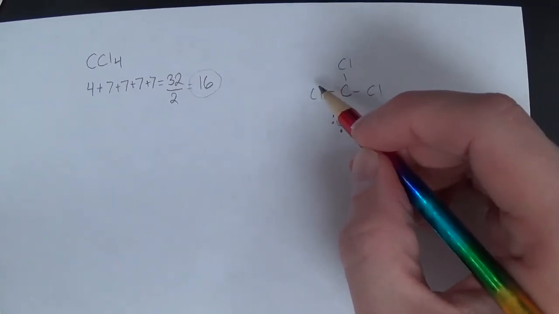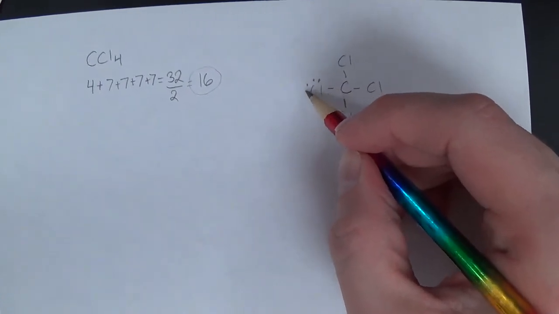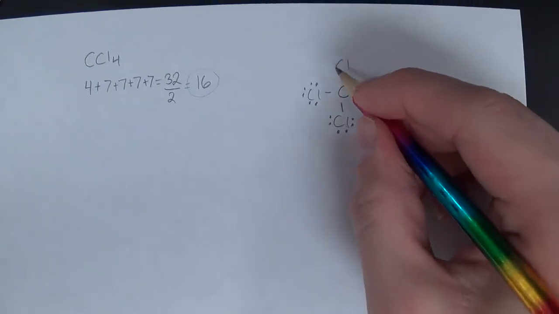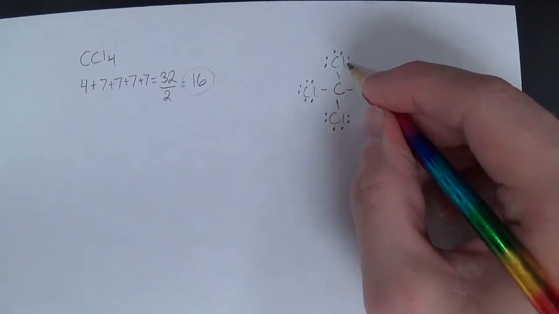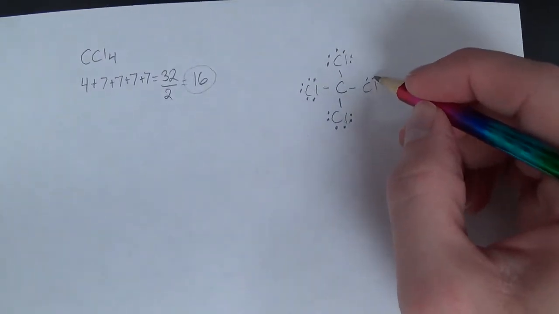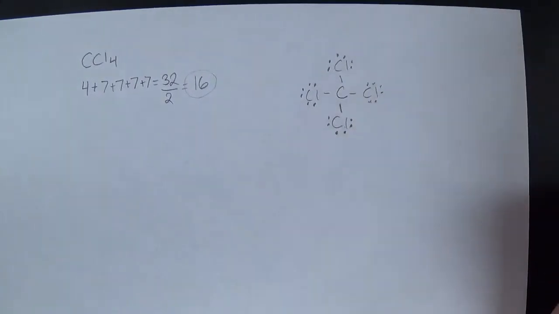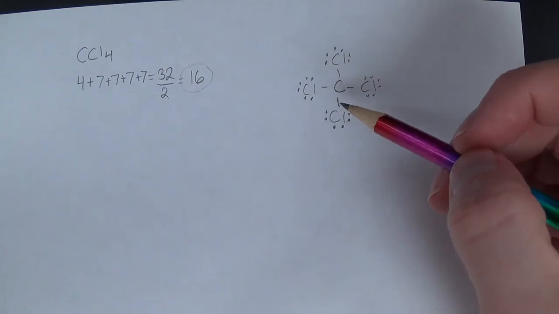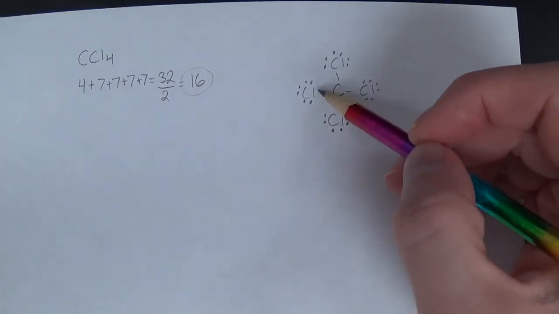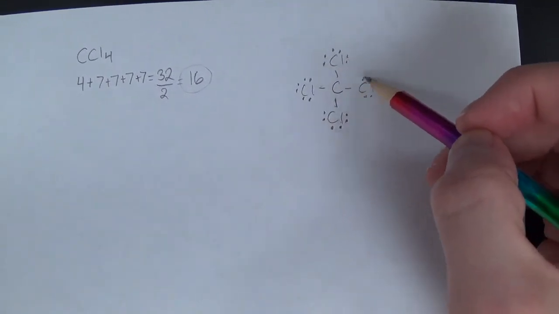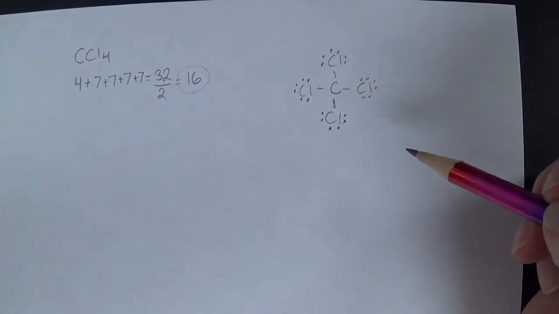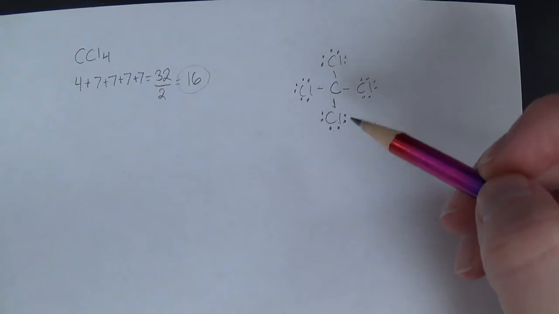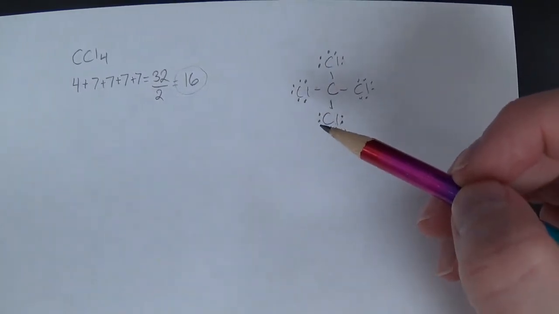Let's move to this chlorine. Identical situation. So I'm going to draw 3 lone pairs. It has an octet. Over here, 3 lone pairs. It has an octet. Over here, 3 lone pairs. It has an octet. So now I'm showing 1, 2, 3, 4, 5, 6, 7, 8, 9, 10, 11, 12, 13, 14, 15, 16 pairs of electrons around carbon tetrachloride. That actually means I am finished.